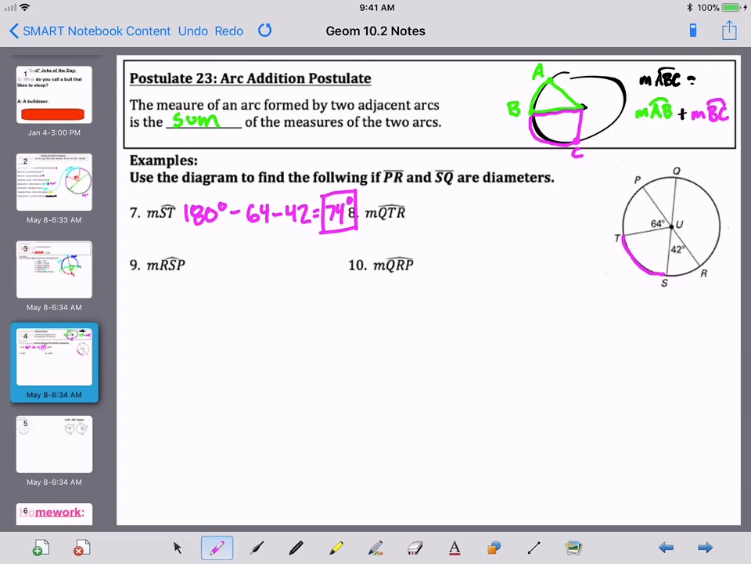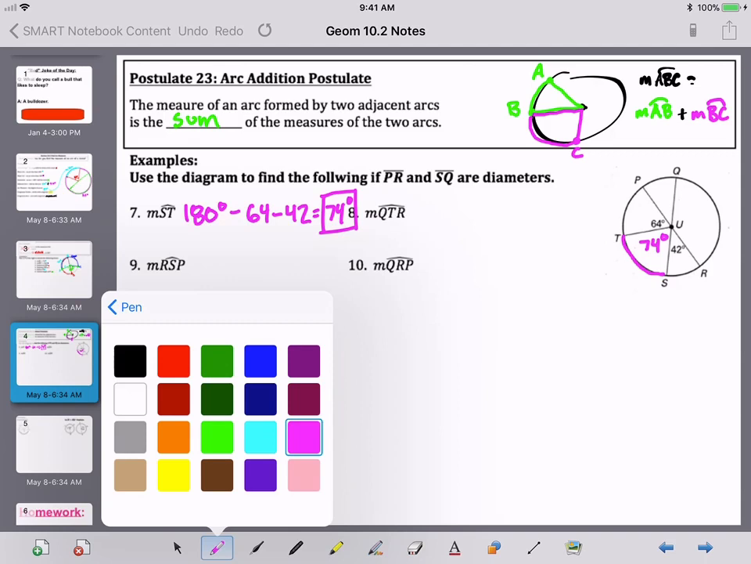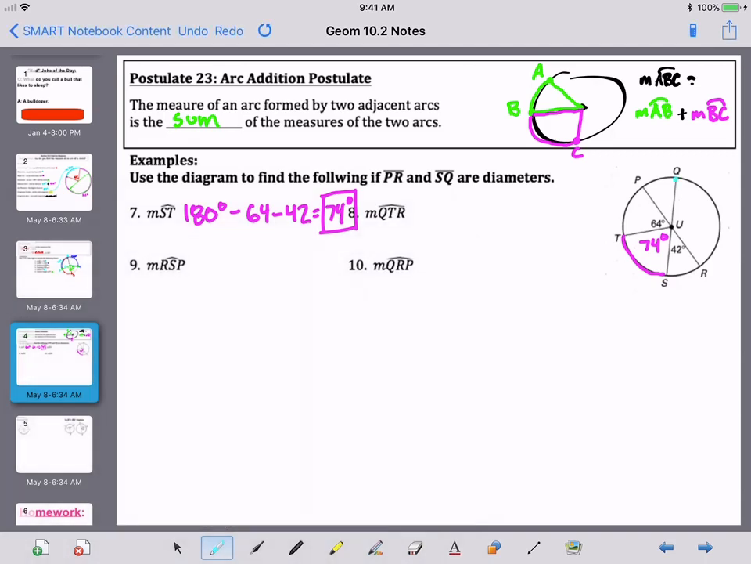All right, so now we know this is 74 degrees right here, and we can find the measure of arc QTR. So let's grab another color here. Say I start at Q, and then I go through point T, and then I end at R. That's going to be a major arc, I notice, because it's more than 180. So how I see this is that I have these vertical angles here and here, meaning this has to be 42 degrees as well. So I can simply just add those 4 angles together.